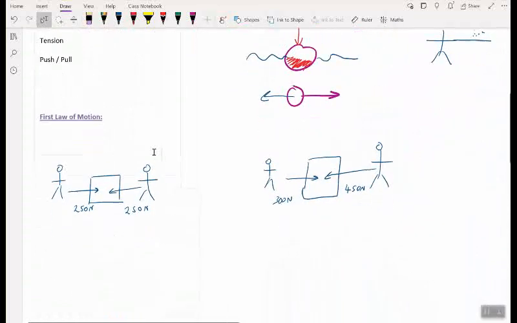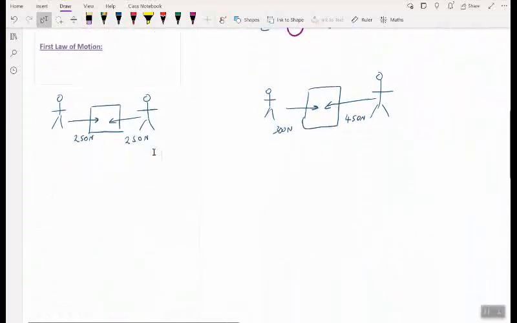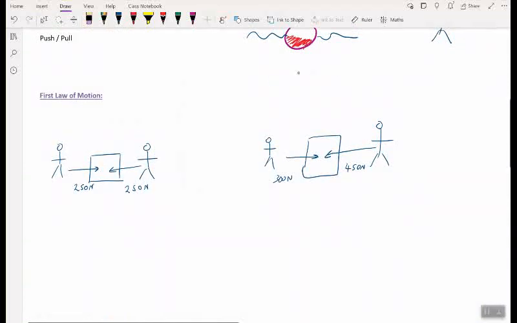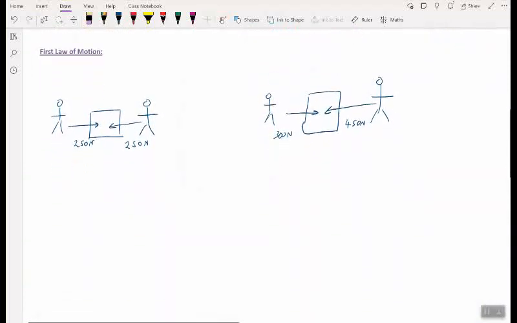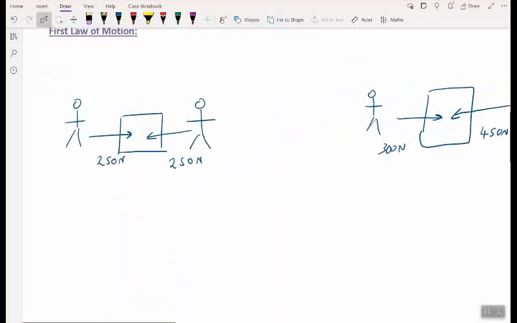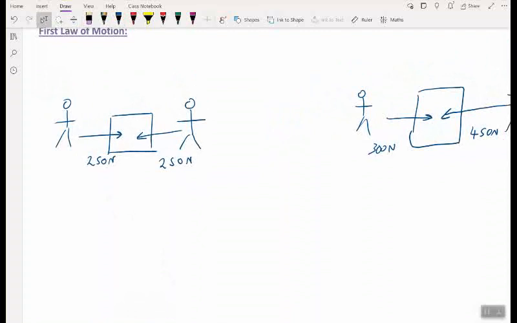So let's now go into the first law of motion, otherwise known as Newton's first law. You may need to know it as Newton's first law, or it may just be called Newton's first law of motion. Before I actually give you the definition of the law of motion, let's go over some key terms first. Let's think about this first situation here, where we've got two forces acting on an object, and we can see here that these are equal.